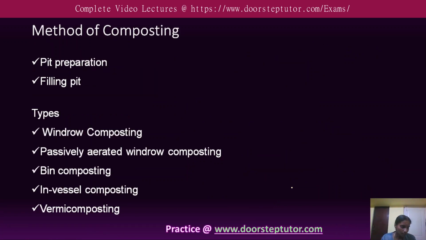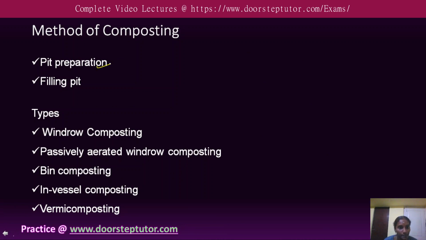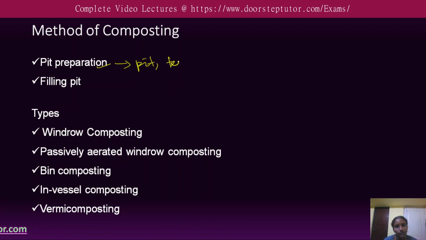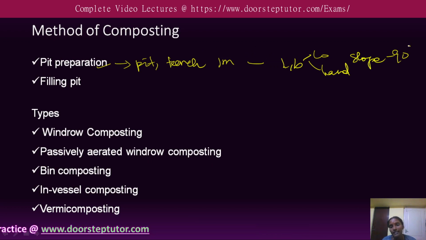Then how do we do the composting? First we need to prepare a pit. That is nothing but a pit or a trench, usually 1 meter in depth, and the length and breadth may vary depending upon the composition of the waste and the landscape. Then the pit slope is about 90 degrees, thereby it prevents water logging.